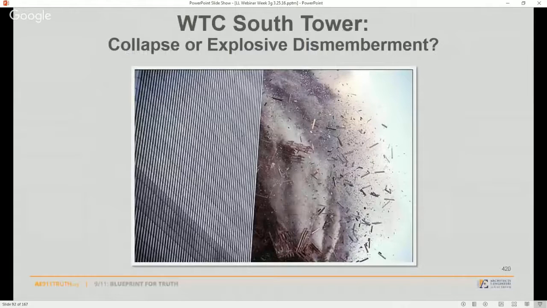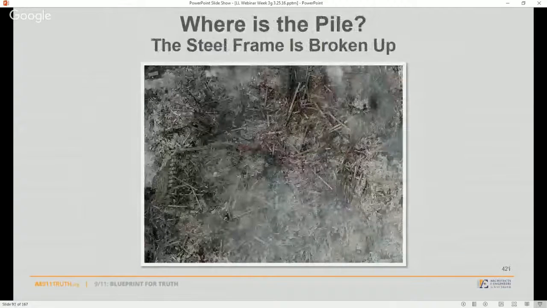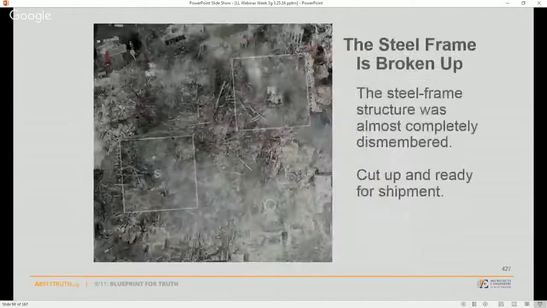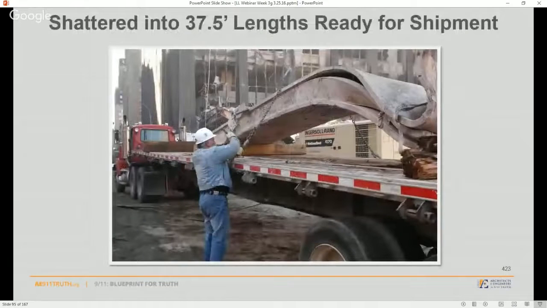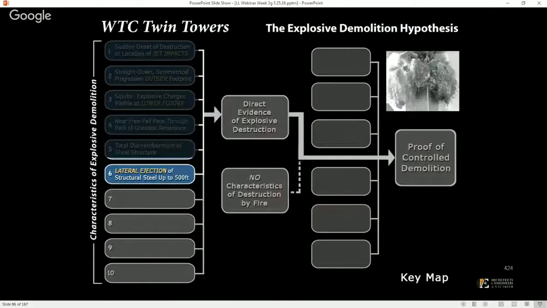A lot of isolated explosives completely shattering the structure down to the ground, as we've seen, and distributing the structural steel elements outside the boundaries of the perimeter of each of the towers, such that we don't have even a pile of floors down at the bottom. These structural steel elements are broken up into shippable lengths. And we have the lateral ejection of steel.